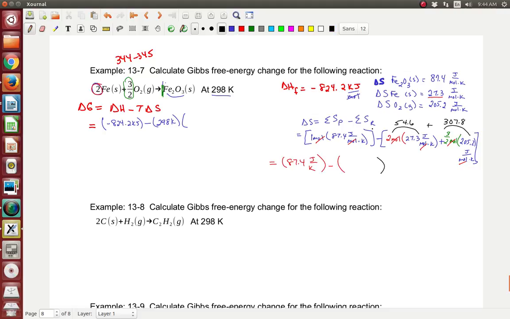Alright, I went ahead and did a little bit of math. Multiplied 2 times 27.3 to get 54.6. Multiplied 3/2 times 205.2 to get 307.8. Now we add these two values together and we get 362.4 joules per Kelvin. Now I need to just do the subtraction. So 87.4 minus 362.4, and I get a negative 275 joules per Kelvin. So that's the delta S. That's the delta S I need to put right here. So delta S is a negative 275 joules per Kelvin.